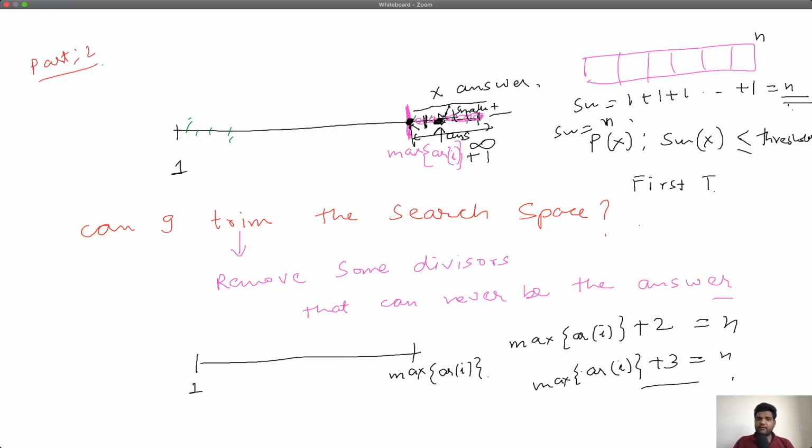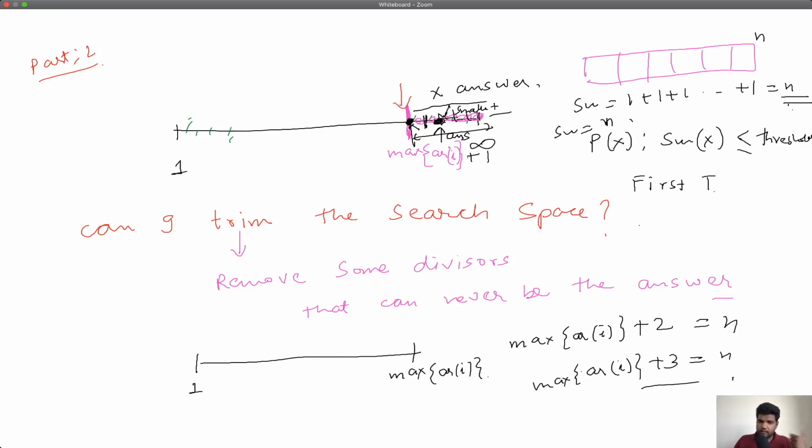We are now looking at ways to reduce the search space. So my search space now is 1 to infinity, because the possibilities for a divisor are 1 to infinity. Can I reduce that search space? When I reduce the search space, I am trying to eliminate some divisors which can never be a potential answer. So there I told you that anything greater than max, the largest number in the array, will never be a part of your answer. Why will they never be an answer? Because they give you the same sum as the largest number in the array, and the sum is n.